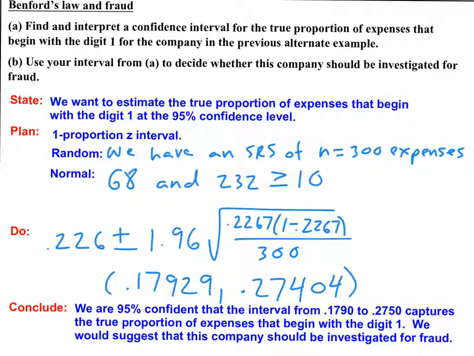0.301 isn't one of them, right? It looks like the true proportion is probably less than that. It only goes up to 0.27, okay? So if you do this interval approach, again, this is just a two-sided test type of thing.